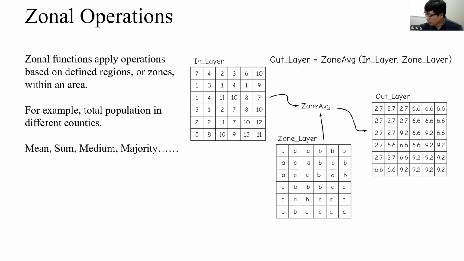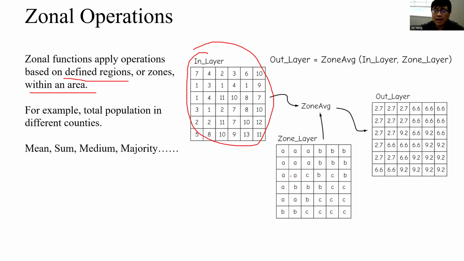Next, let's take a look at the zonal operations. We already talked about that. The zonal operations are based on defined zones, regions, or zones within an area. Here's our input layer. We have the zonal layers here. And here we have 3 zones, zone A. Here's our zone A here.